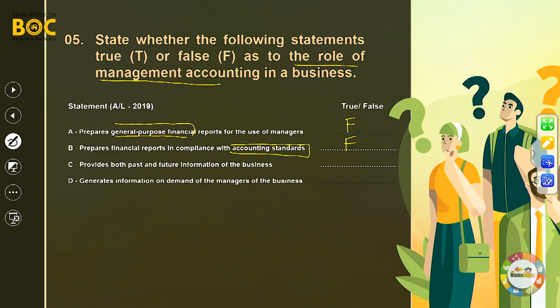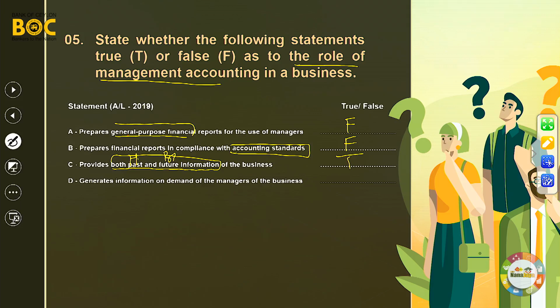To provide both past and future information. In management accounting, you provide past and future information. Past we call historical information. Future is budgeted or forecasted information. Management accounting, true.